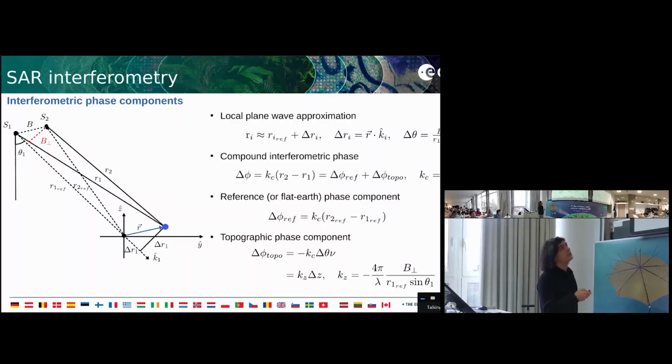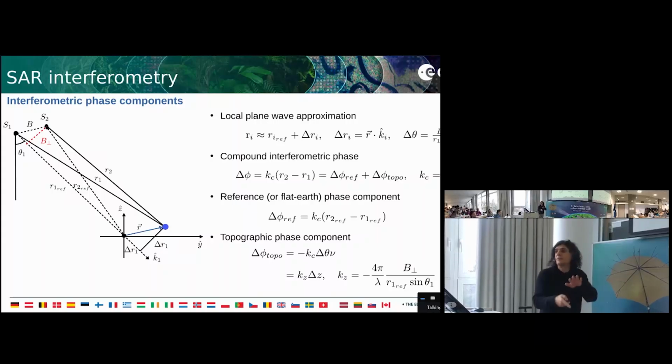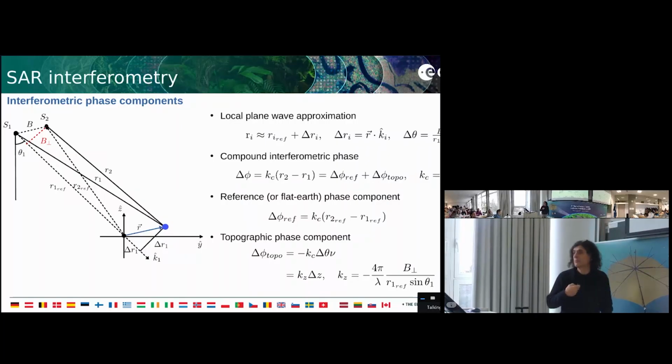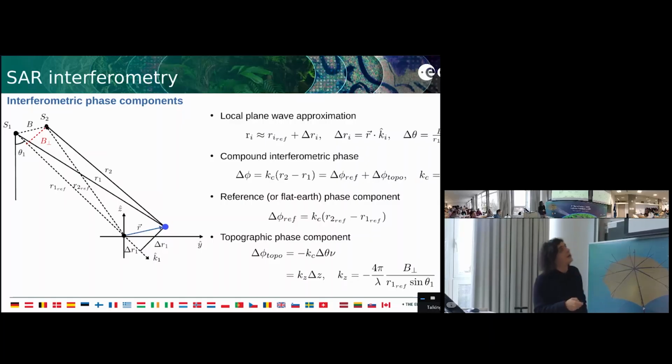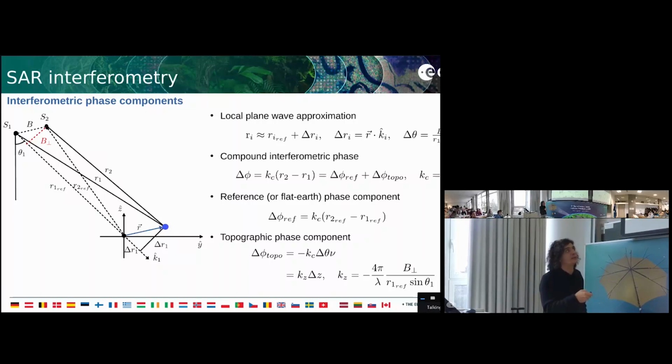The first term is the phase difference given by my reference geometry. If the scatterer is exactly at the elevation of my reference plane, then the phase difference would be 0. If it is above or below, it will not be 0. And this component, which is called the topographic phase, this is what we want to estimate, has a very simple expression. It is proportional to the elevation, and the coefficient which relates the phase to the elevation is called the kz.